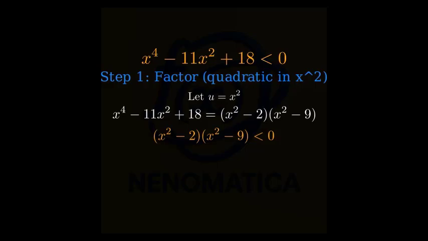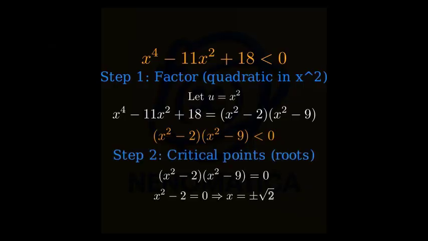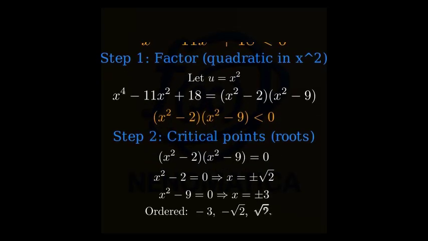So x to the fourth minus 11x squared plus 18 factors as (x squared minus 2) times (x squared minus 9). Thus our inequality becomes (x squared minus 2) times (x squared minus 9) is less than 0. Step 2. To find the critical points, set the product equal to 0. That gives x squared minus 2 equals 0 or x squared minus 9 equals 0. Solving those gives x equals plus or minus square root of 2 and x equals plus or minus 3. These four values split the real line into 5 intervals that we will test for signs.